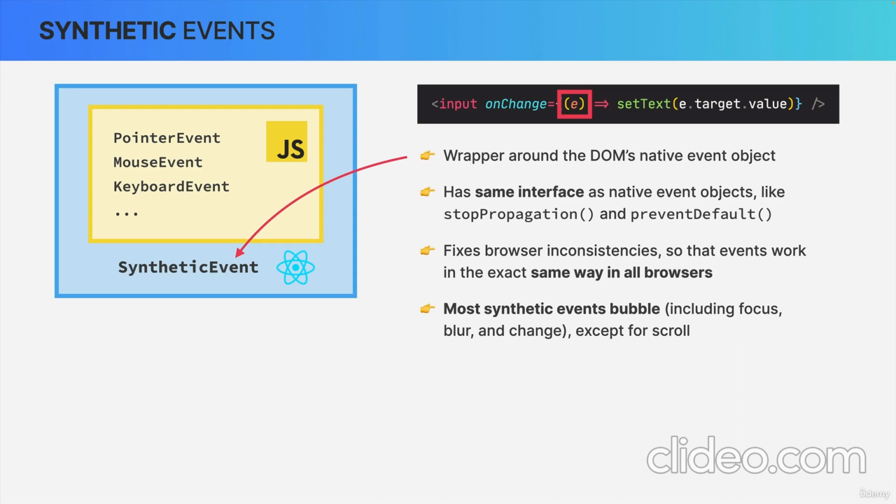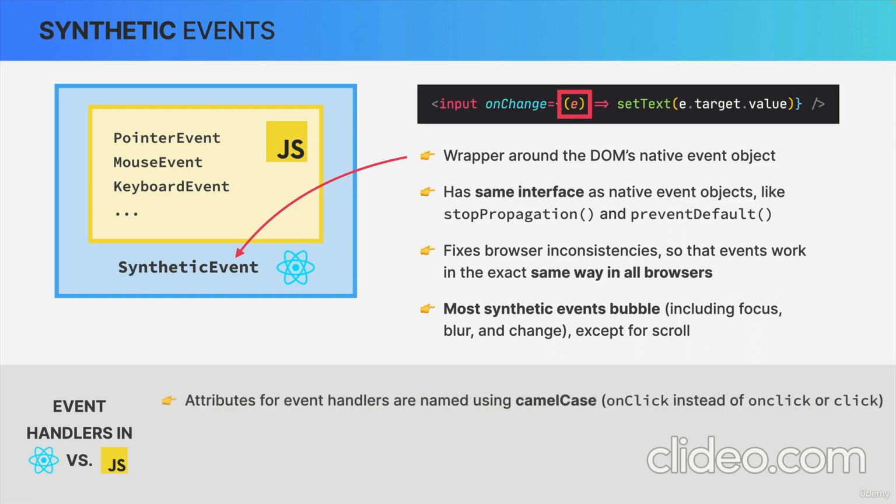Okay, and now to finish, I want to quickly mention some differences between how event handlers work in React and vanilla JavaScript. The first one is that in React, the prop names to attach an event handler are named using camel case, so something like onClick with an uppercase C. In HTML, on the other hand, it would be onclick all lowercase, and if we used an addEventListener in vanilla JavaScript, the event would simply be called click, so without the on prefix.